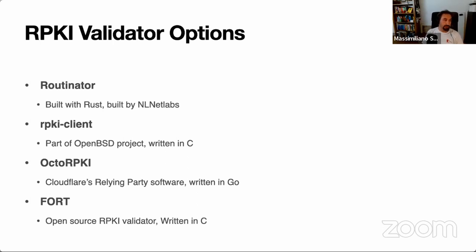The two that I normally recommend are Routinator and Fort, basically because they work perfectly out of the box. RPKI client would also be an option. It works, of course, natively on OpenBSD, but there's the portable version on FreeBSD and on Ubuntu. OctoRPKI, unfortunately, is the one that right now I would not recommend using because no one at Cloudflare is maintaining it at the moment.